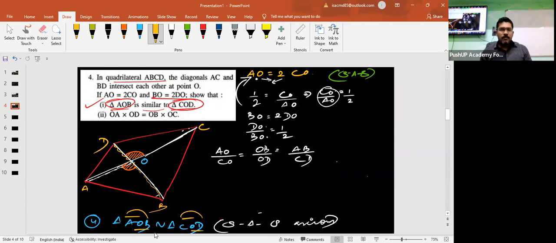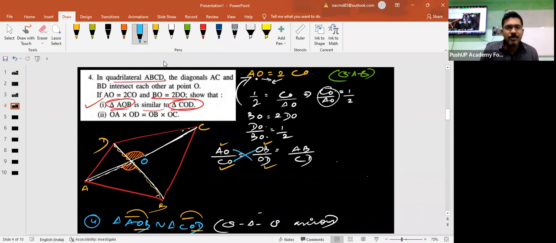Okay. Now they are asking us to show OA into OD. Where is OA? I'll just highlight it. Where is OA? Over here. Where is OD? OD is over here. Then OB over here. OC over here. Oh, children, it's just a simple case of cross multiplication of the first and the second ratio.